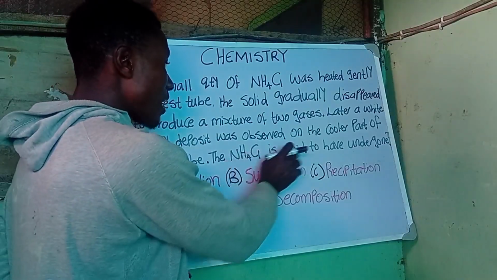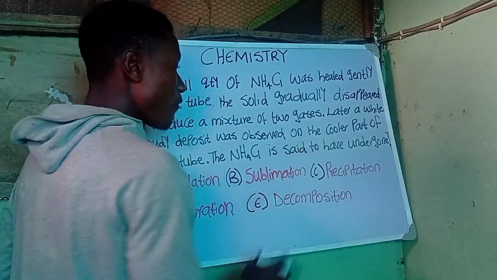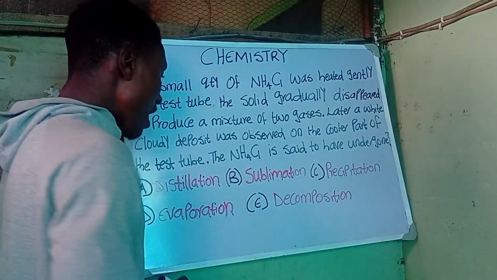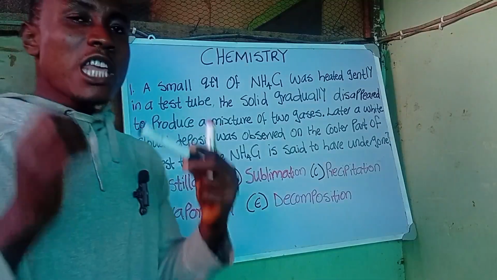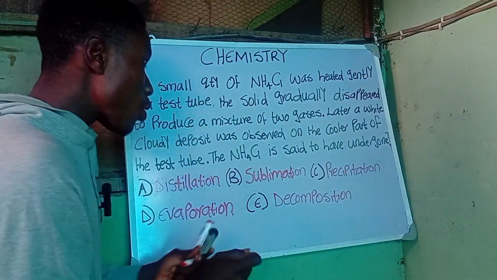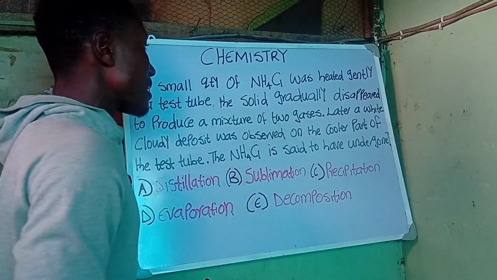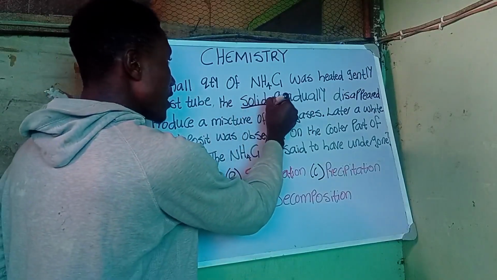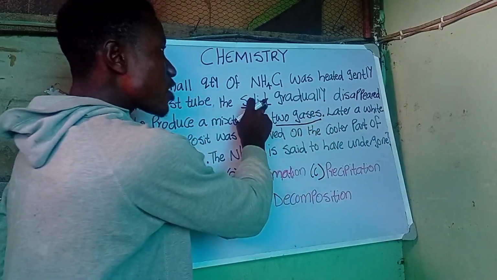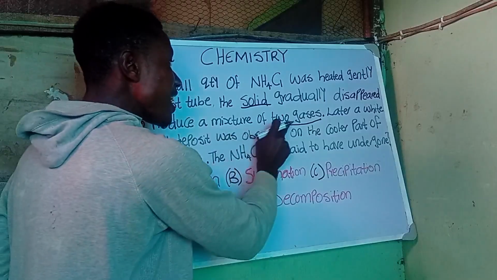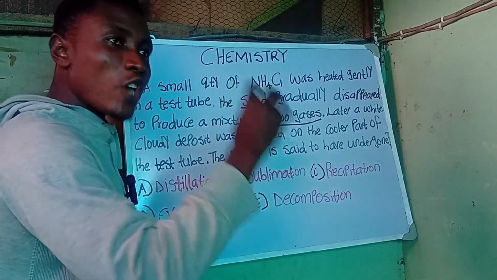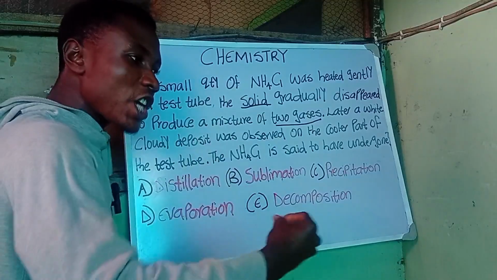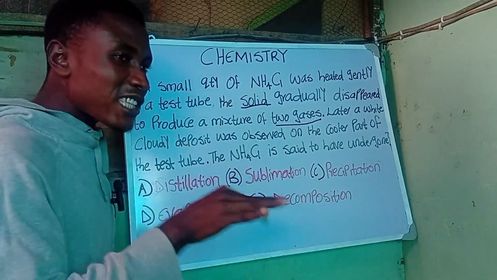So they say the ammonium chloride is said to have undergone A, distillation, B, sublimation, C, precipitation, D, evaporation, and E, decomposition. The main thing you have to pay attention to, forget all the grammar you are seeing here, is the solid and two gases. The solid gradually disappeared to produce a mixture of two gases. When a solid changes to gaseous state, what has happened? That is basically what they are asking you. What is the change of state of matter that has happened there?